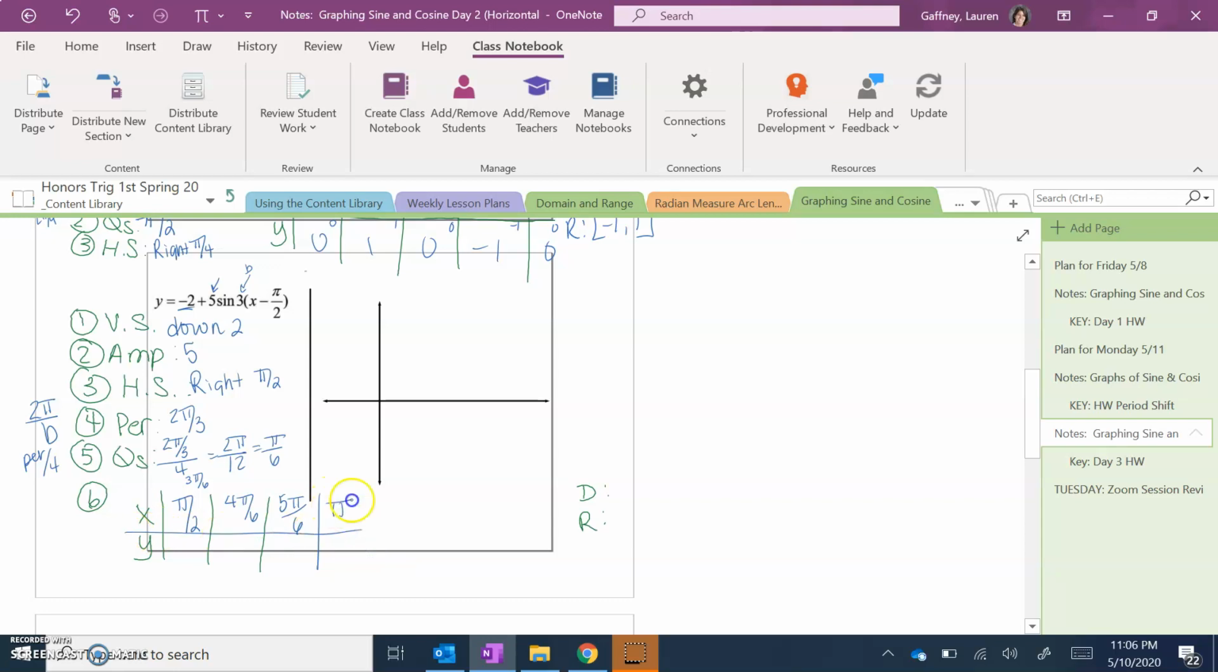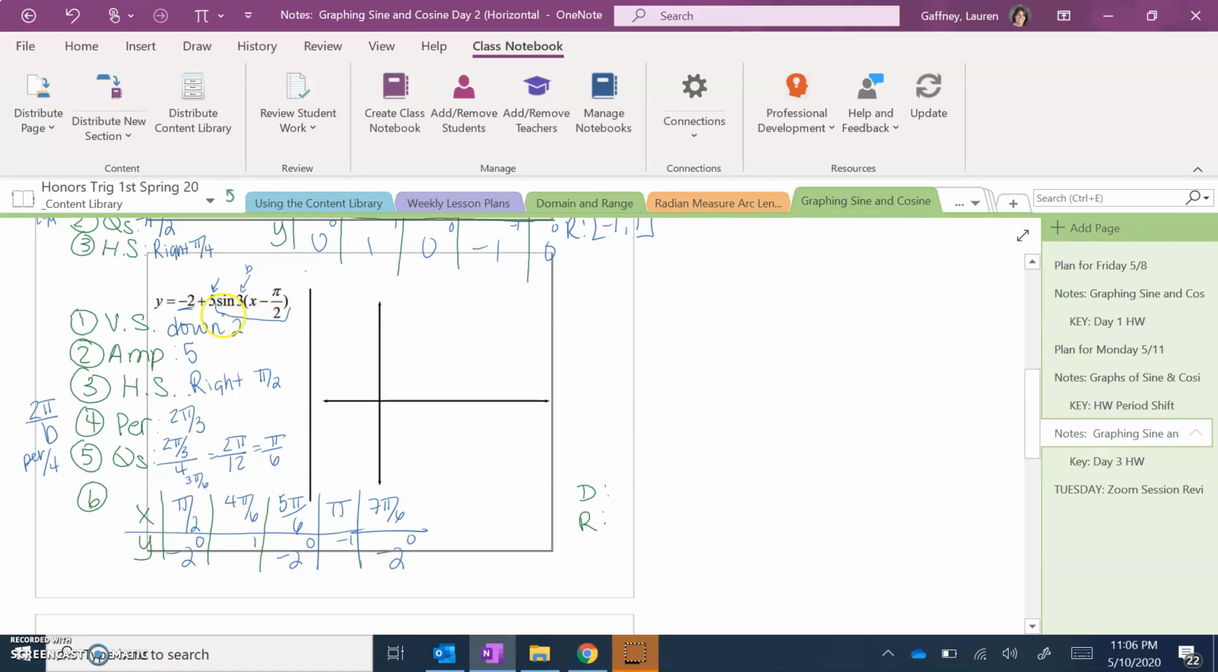6 pi over 6, which is pi, and 7 pi over 6. Okay, the values that go along with sine are 0, 1, 0, negative 1, 0. So now that 0 is what comes out of the trig function. So this whole part right here: 0 times 5 and then minus 2. So this would be -2, -2, -2.